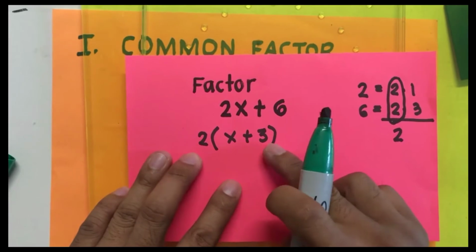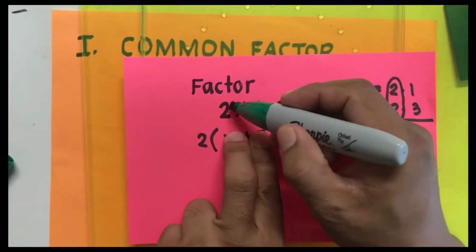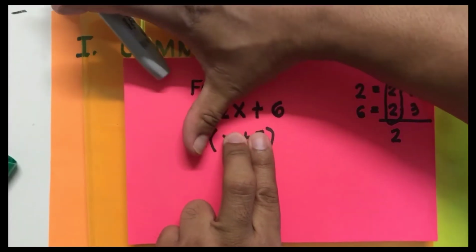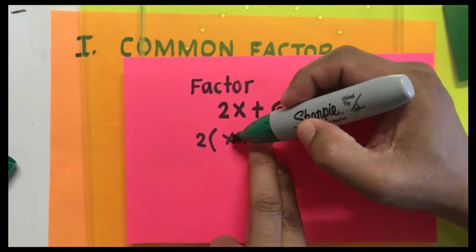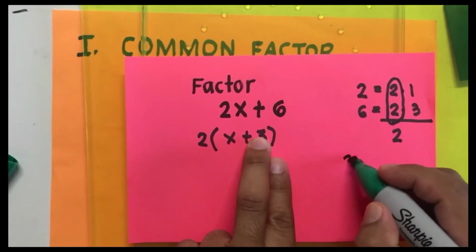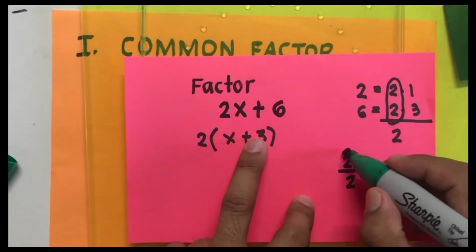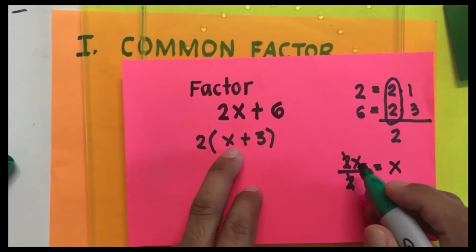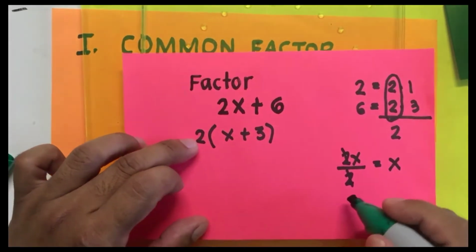To get to x plus 3, this is what you are going to do, assuming that you do not know that yet. 2x divided by 2, the 2 and the 2 cancel out. So what we are left with is the x. We'll be able to cancel out the 2's, so what we are left with is the x. Then go to the next term: 6 divided by 2.